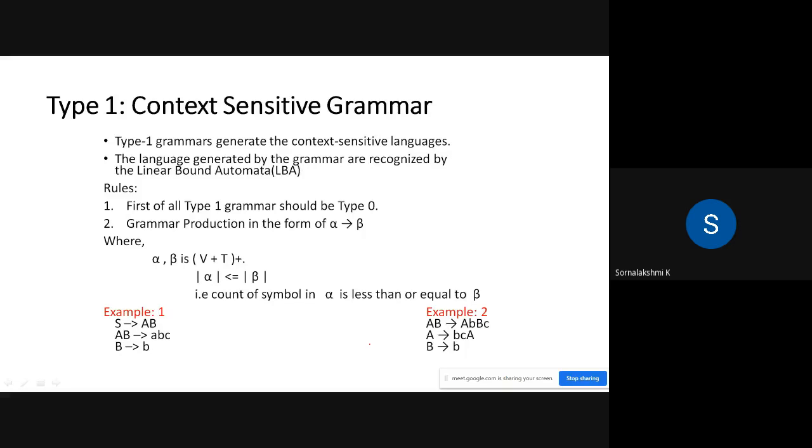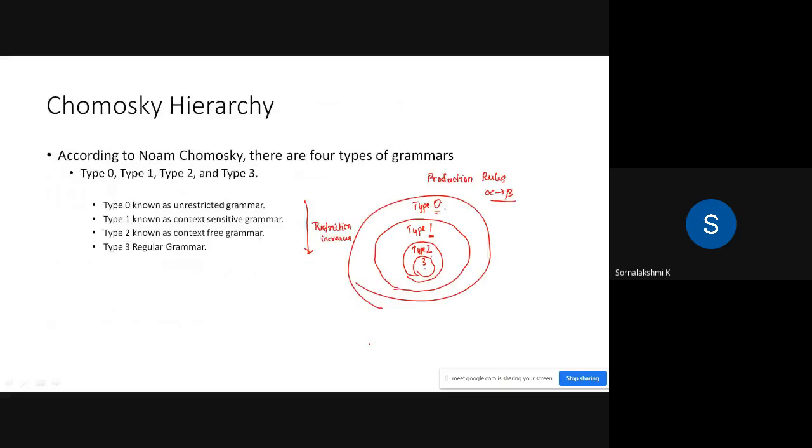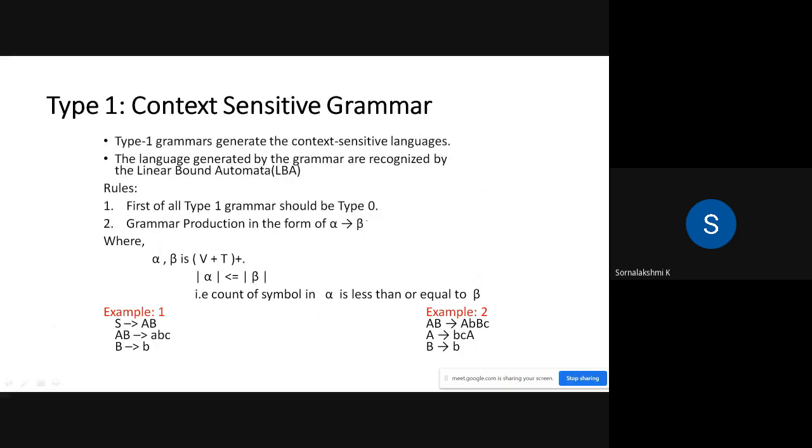Okay, now we move to type 1. As we saw in this diagram before, all type 1 grammars are type 0 also. So the first condition still holds good: a minimum of one variable to the left. Apart from that, what is the condition? See here, alpha and beta both are of the format V plus T, where any one should occur one or more times. It was 0 or more times in the previous case. Now any one should occur one or more times.